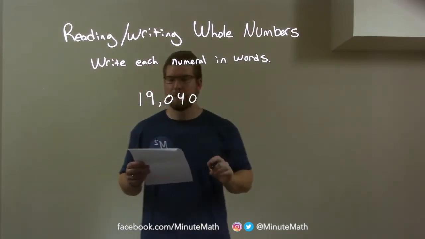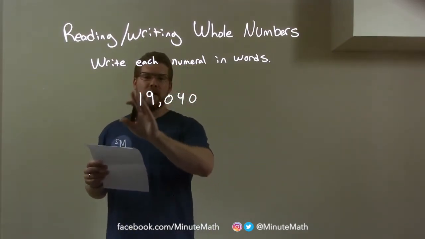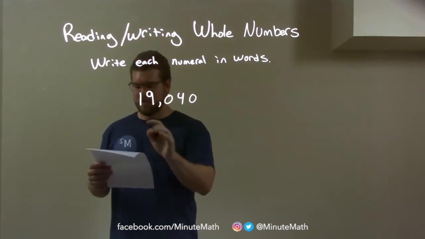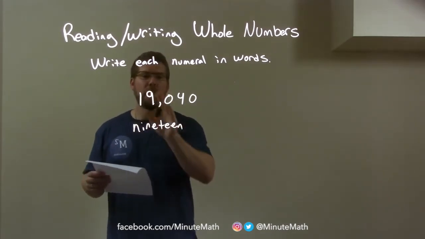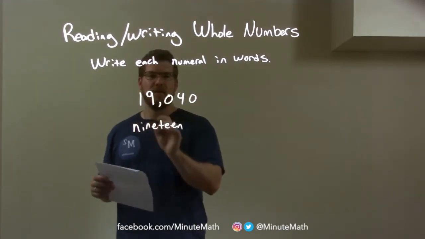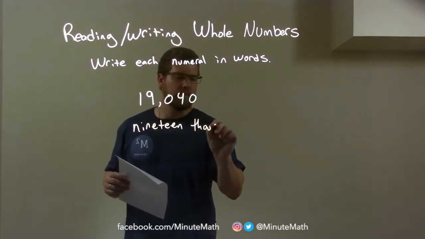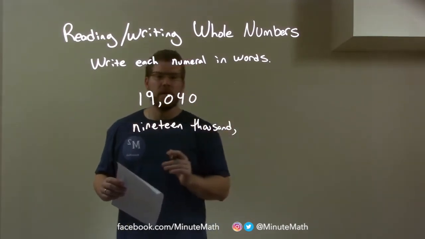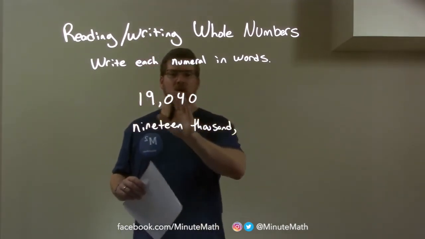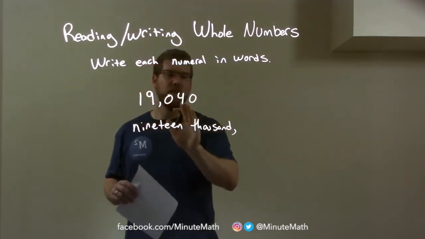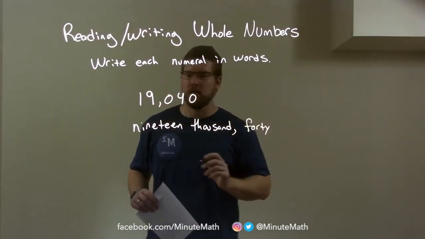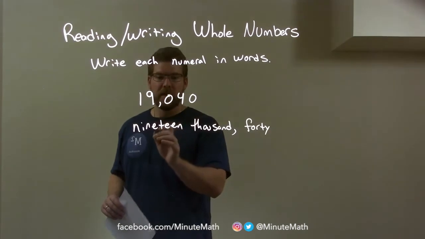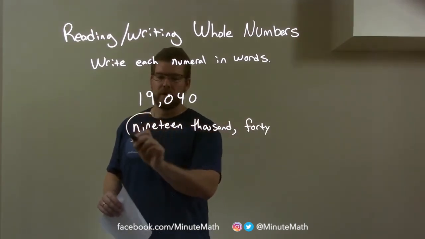19,040. Okay? So the first thing I look at here is that 1, 9. That's 119, right? So we have 19. Okay? But this is in the thousand section, so we have 19,000. Then, in this last section, one number we see, we ignore this 19, and we just see 40. Okay? So 40. So now we have our answer, right? 19,040.